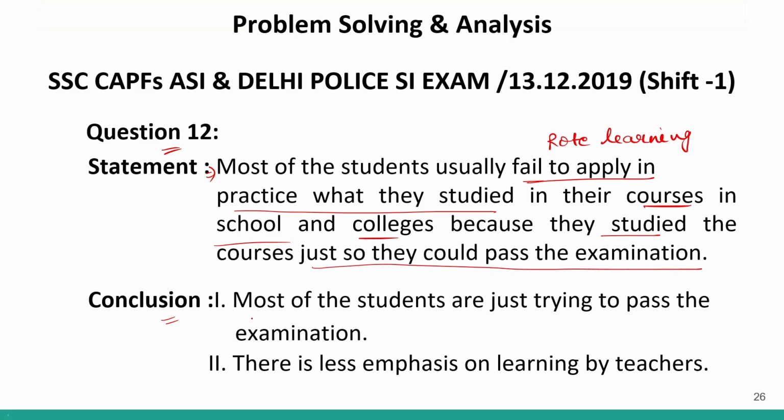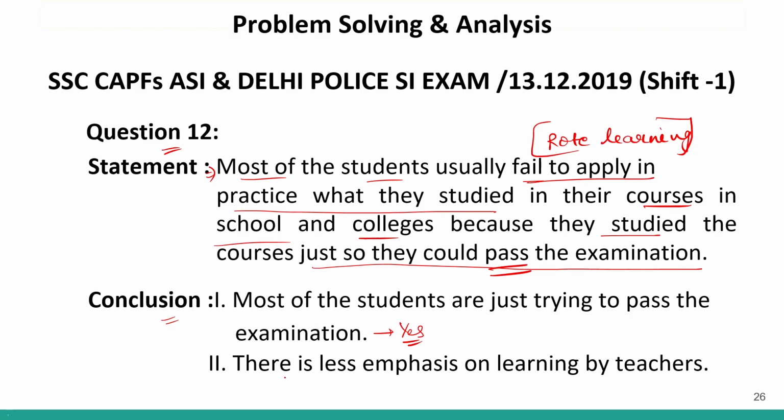Now, the option 1 says most of the students are just trying to pass the examination. Can we conclude this from the statement? Yes, we can conclude this because it is given in the statement. Most students do not apply practically what they learn in school and college because they were just rote learning. Their main objective was to pass the examination and not to retain the studied material. So conclusion 1 states that most of the students are just trying to pass the exam, which is true. So conclusion 1 is correct.